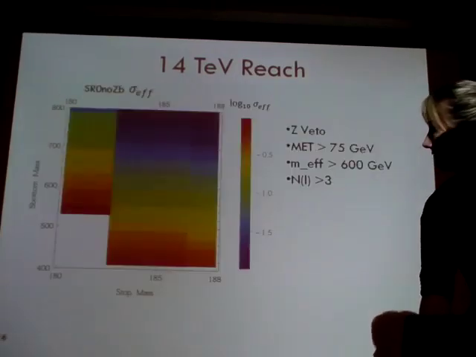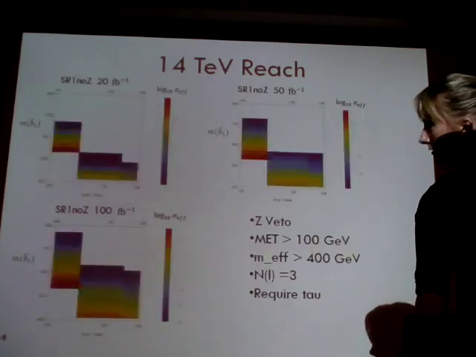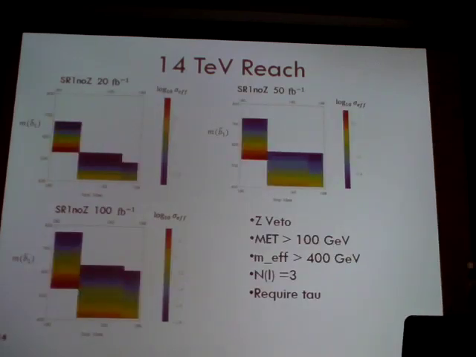So can you go back to the first one? Yeah. Again? No, the very first one. The very first one. Sorry, so you're saying that you're sensitive to 1 femtobarn cross sections for the low mass thing? I'm a little surprised that you go that low somehow.